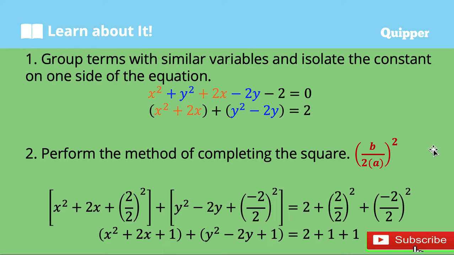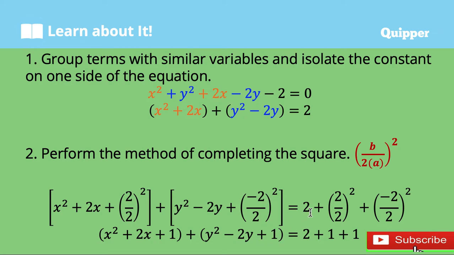Then y squared minus 2y for the second group. Adding square of b over 2a, since our b is negative, that is why we have negative 2 over 2. And our a in this group is just 1, so 2 times 1 is just 2. Negative 2 divided by 2 is negative 1. Negative 1 squared is positive 1.